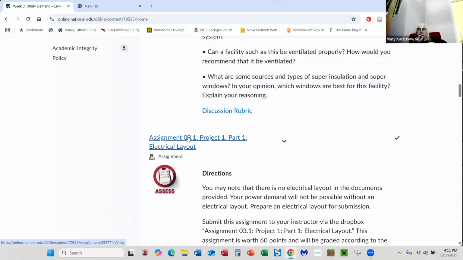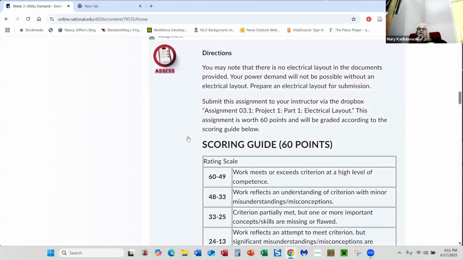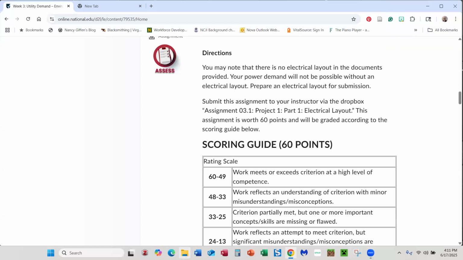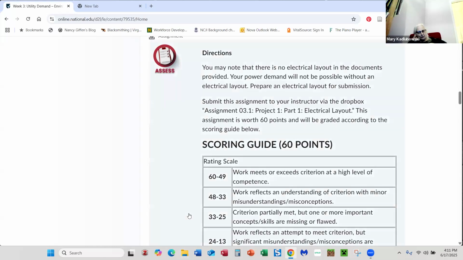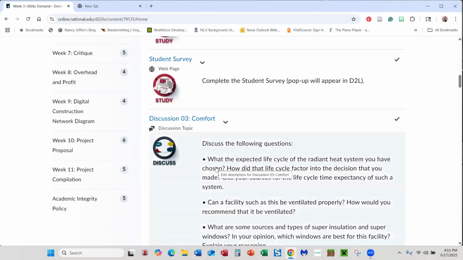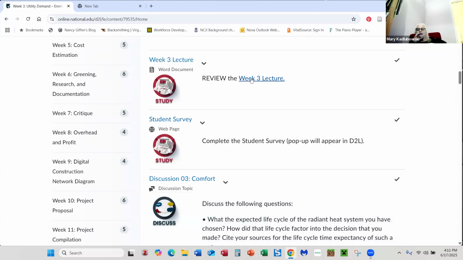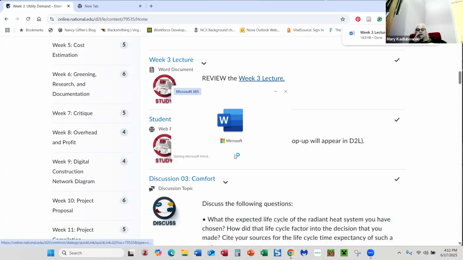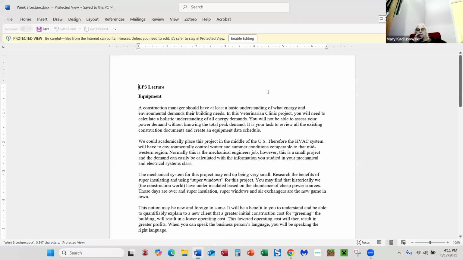Okay, so let's take a look at 3.1, an electrical layout. We're going to need to look at the floor plan. I think there is a video somewhere in this about the electrical plans lecture questions. Let's take a look at that. Nope, that's not it.